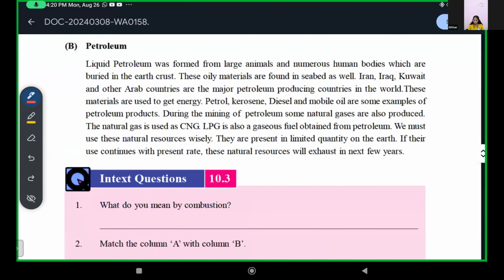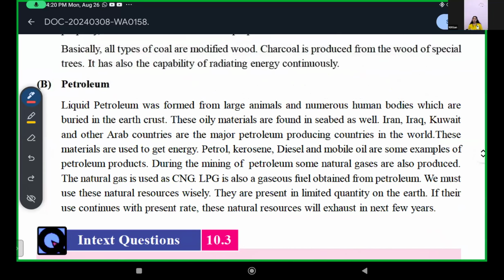Then we have petroleum. We'll talk about how it was formed. Liquid petroleum was formed from large animals and numerous human bodies which are buried in the earth crust. These oily materials are found in the seabed as well. Iran, Iraq, Kuwait, and other Arab countries are the major petroleum producing countries in the world. So these materials are used to get energy.